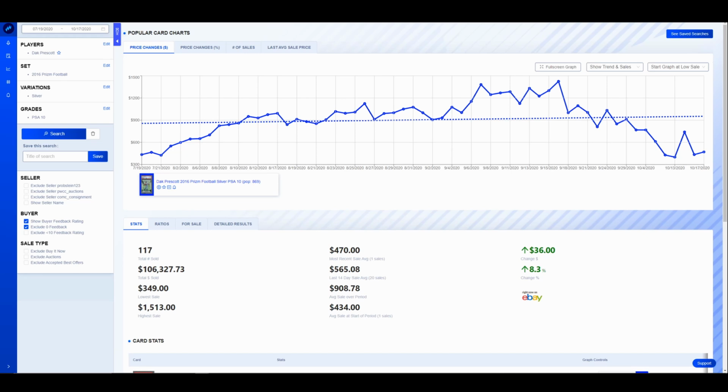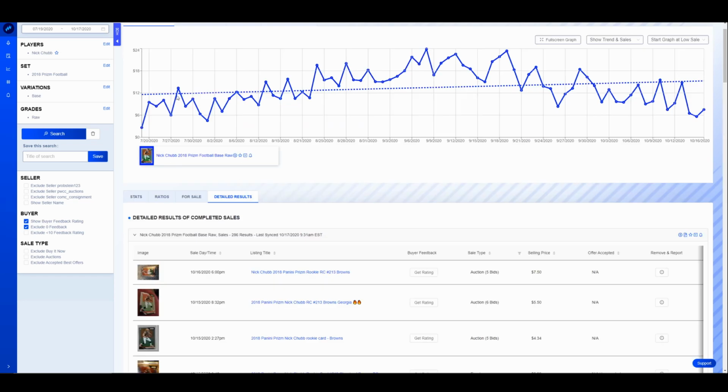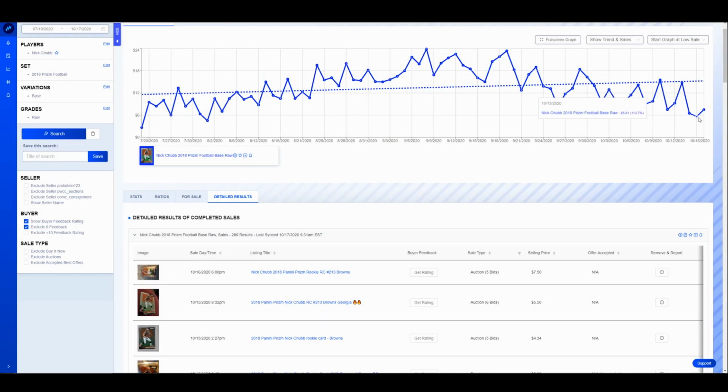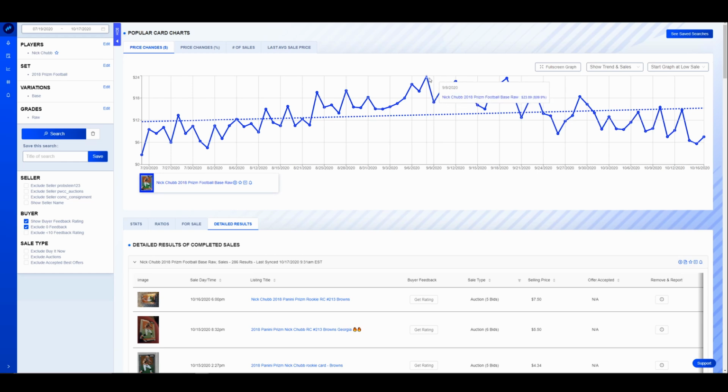Last one, I think, is a really good quick flip. And this is from my hometown Browns. That's Nick Chubb. Nick Chubb base prism. I was shocked by this, all the way down to $5 to $6. And these were all auctions that ended. We have a $6, a $5, and an $8. This card peaked at around 20 to 25 bucks. I'd be looking to buy these and sell them when he comes back.